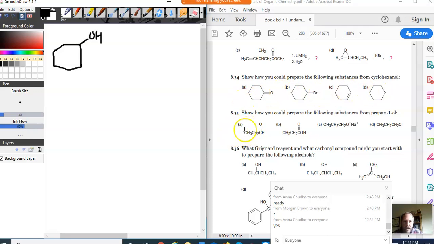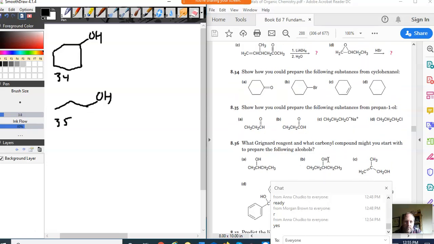And then 35, show how you would prepare the following substances from 1-propanol. So starting from 1-propanol, this is question 35, and this is question 34. I want you guys to work on those. There are a lot of reactions from this chapter and from previous chapters. More than one step might be necessary. In some cases you might only need one step, in other cases you might need 2 or 3 steps. I don't know how many for sure, but I'll let you guys work on that. Okay?